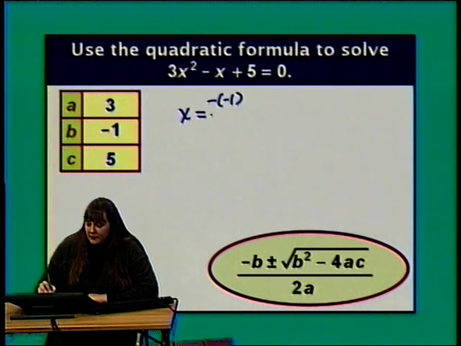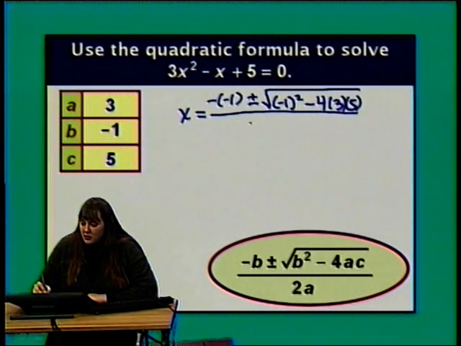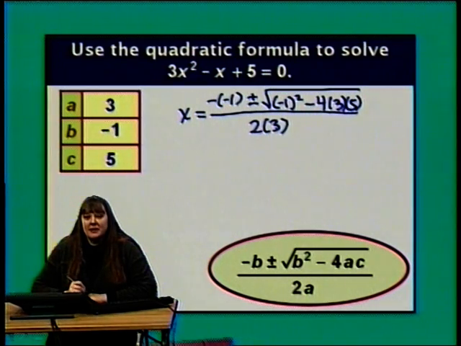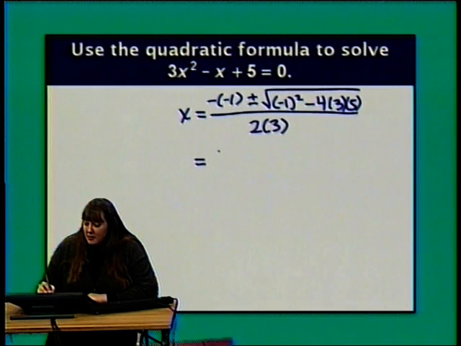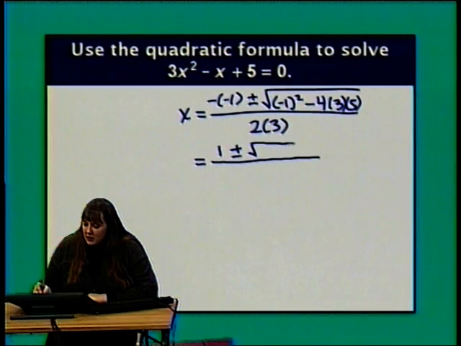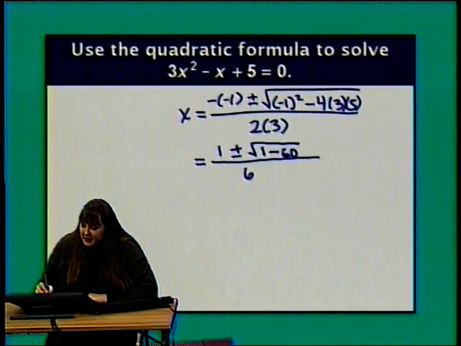negative 1, plus or minus the square root of b squared, that's going to be the square of negative 1, minus 4 times a, which is 3, times c, which is 5, all over 2 times a. In this case, that's 2 times 3. Let's simplify. The opposite of negative 1 is positive 1, so we have 1 plus or minus the square root of the square of negative 1 is 1, minus 4 times 3 times 5, that's 60, all over 6.